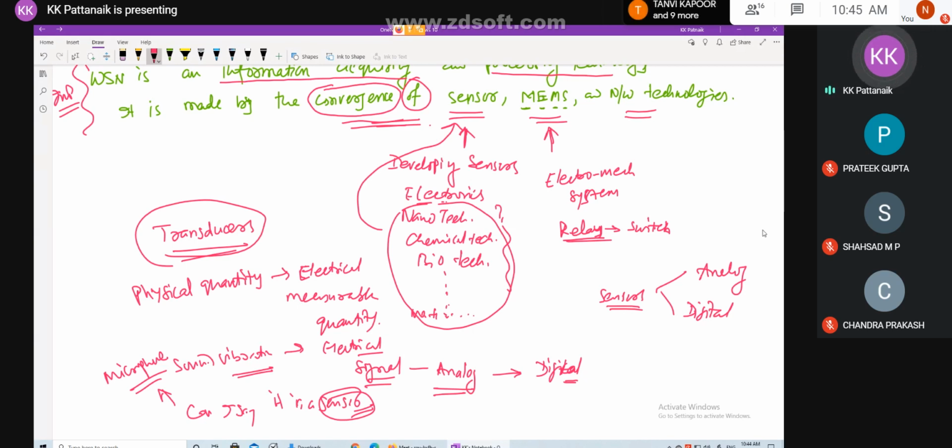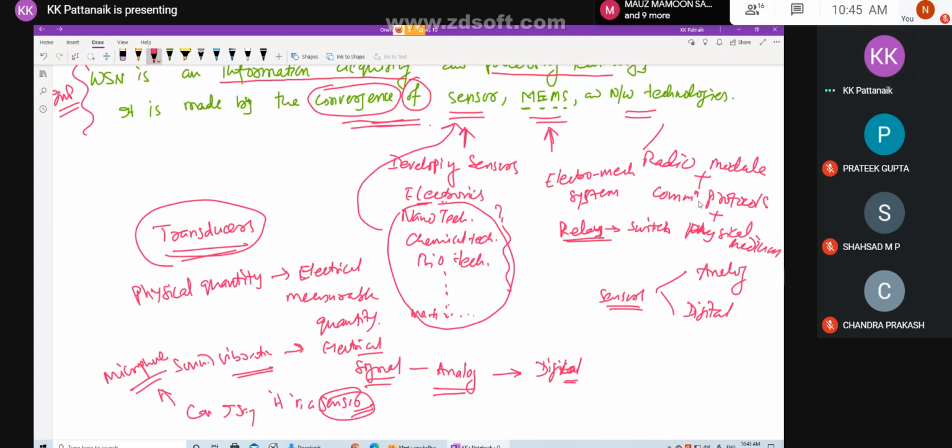And this happens through the radio module, and the radio module falls into the part of network technologies. Okay, so what happened in this? The radio module plus a set of communication protocols plus the underlying physical medium, these three together come inside it. And some people say the communication protocols and physical medium constitute network technology.